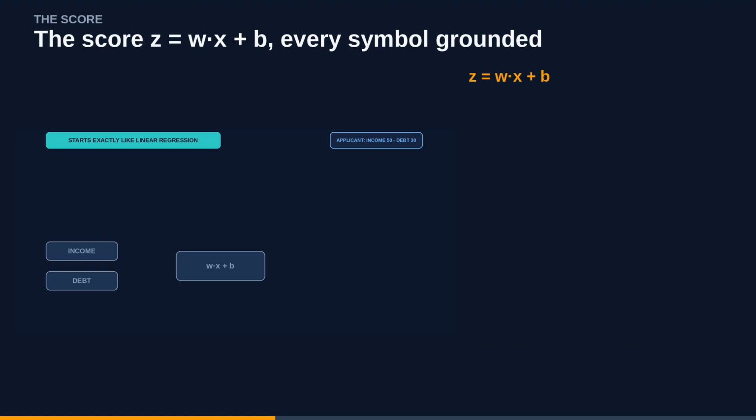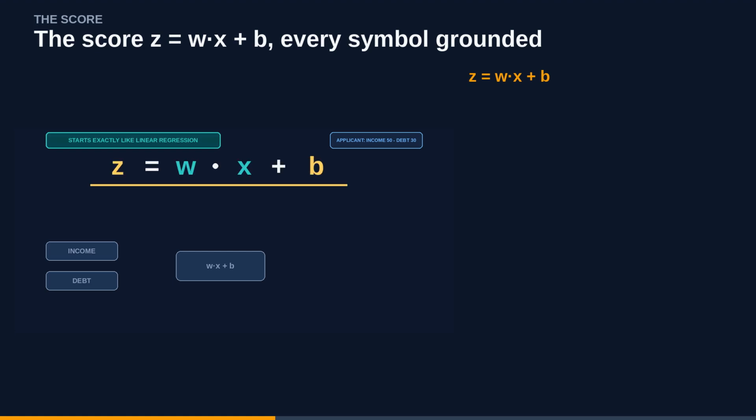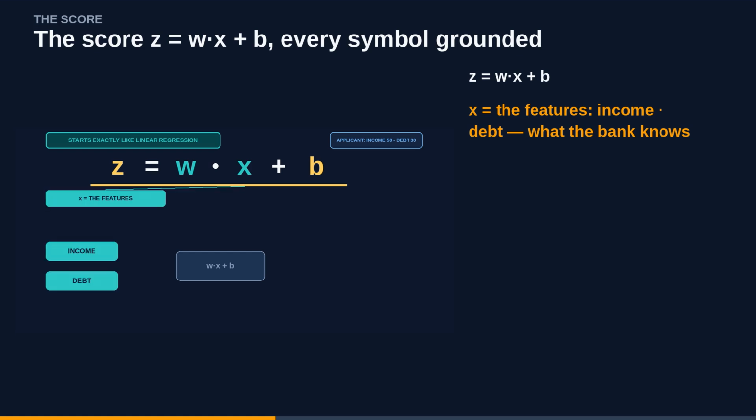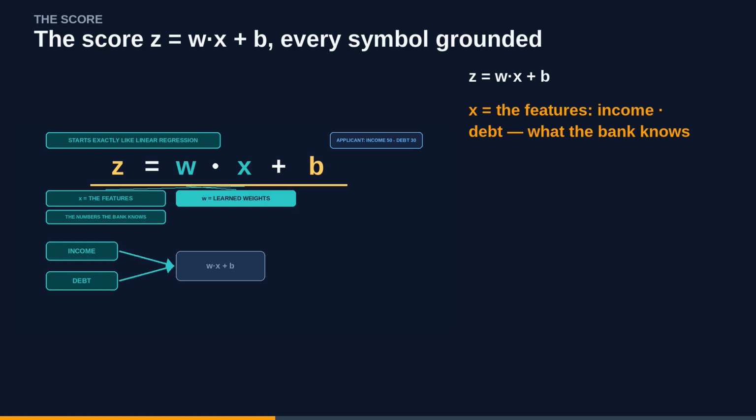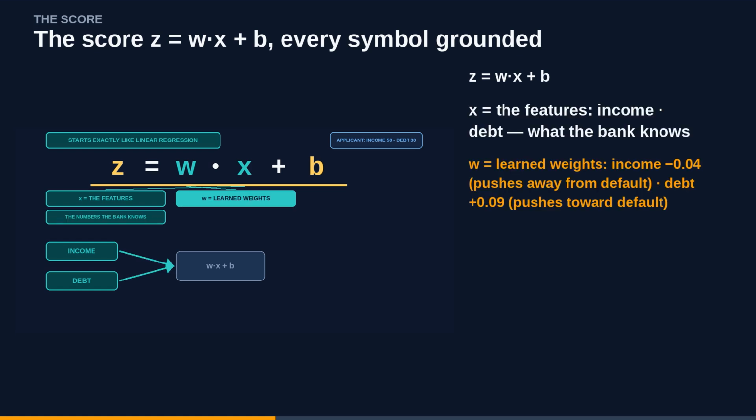Here is the surprise. Logistic regression starts exactly like linear regression. It computes a score, Z equals W dot X plus B, and every symbol earns its plain-word grounding right now. X is the applicant's list of feature values, the income and the debt, the numbers the bank actually knows. W is the list of weights, 1 per feature, learned during training. Each weight says how strongly its feature pushes the score up or down. In our bank, income gets a weight of -0.04. More income pushes the score down, away from default, and debt gets a weight of +0.09. More debt pushes the score up, toward default.